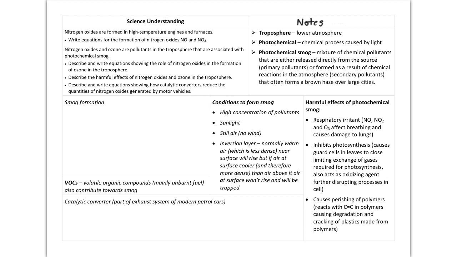And photochemical smog is a mixture of chemical pollutants that are either released directly from the source, like your car exhaust, we refer to those as primary pollutants, or formed as the result of chemical reactions in the atmosphere. We refer to those that are formed in the atmosphere as secondary pollutants. And the photochemical smog often forms a brown haze over large cities. Probably most importantly, let's really focus on the equations and the chemistry, because that's the most important part, as you can see from the curriculum outline.